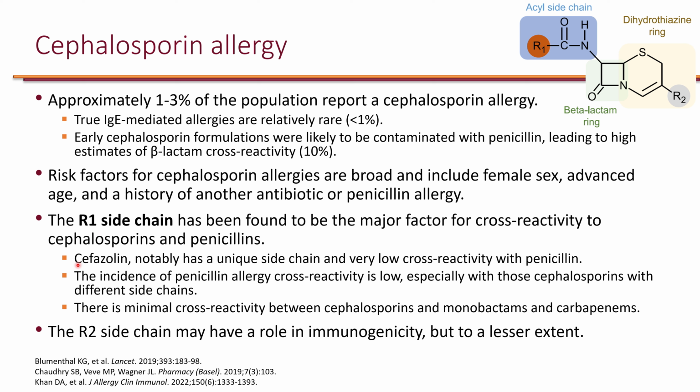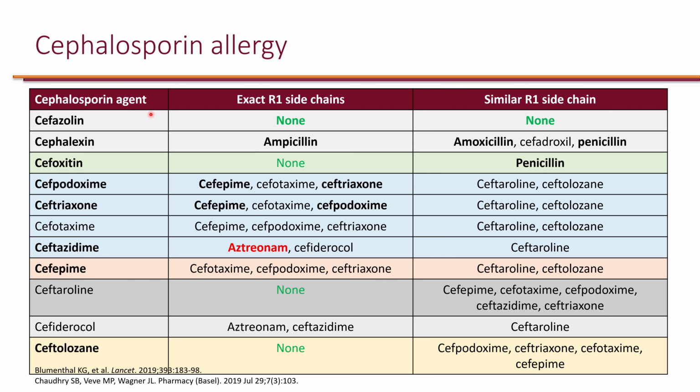Now, something that stands out is that cefazolin actually has a unique side chain. So it has very low cross-reactivity with penicillins. No other beta-lactam has the same cephalosporin side chain. So that's good. So when it comes to deciding similar side chains, we really rely on the R1. Although the R2 side chain may have a role in immunogenicity, it is to a lesser extent. So we'll focus on similarities of the R1 side chain.